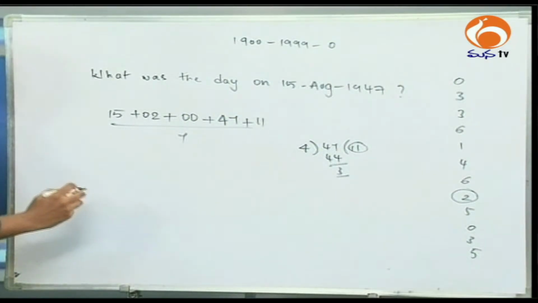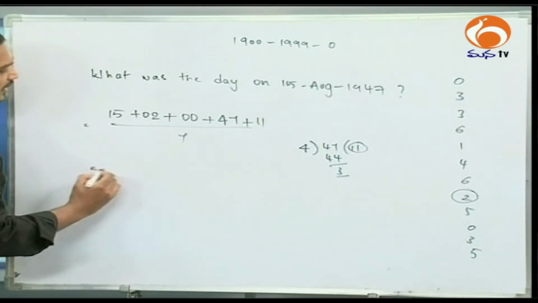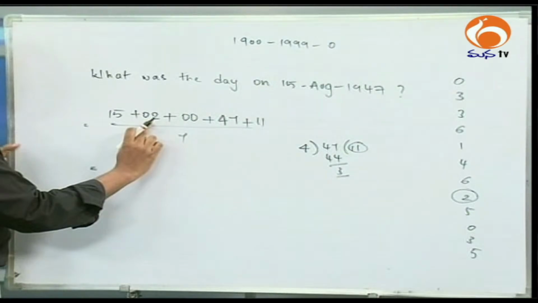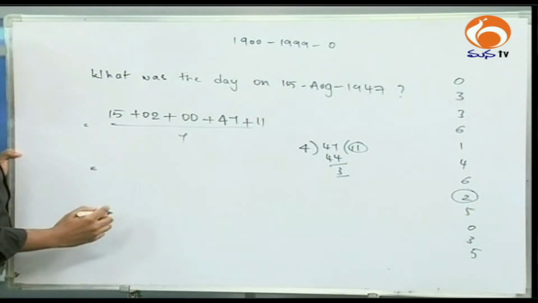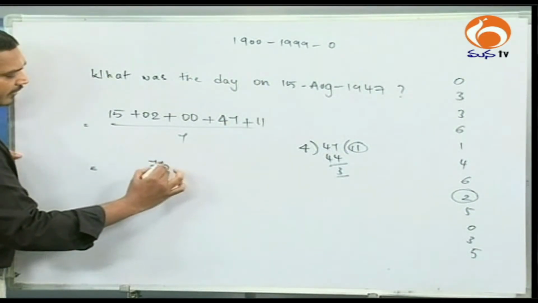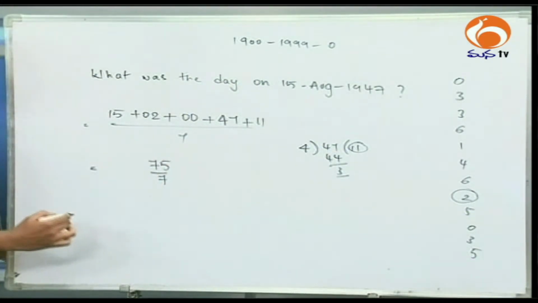11 4 multiples by 7. Now just add everything. 15 plus 2 is 17, and 17 plus 47 is 64. 64 plus 11 is 75. So 75 by 7. And so this is the final answer that you have got.